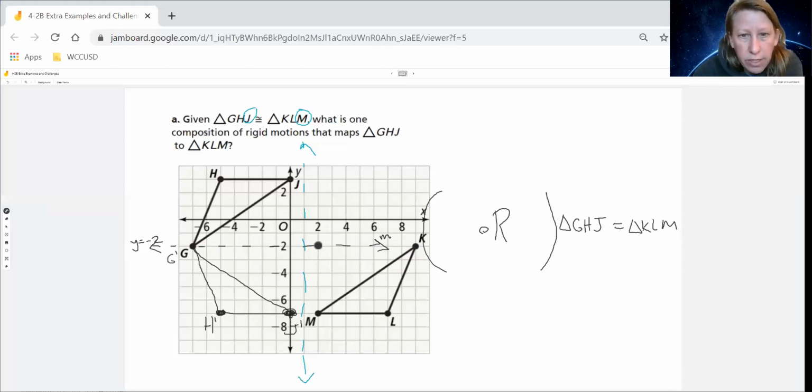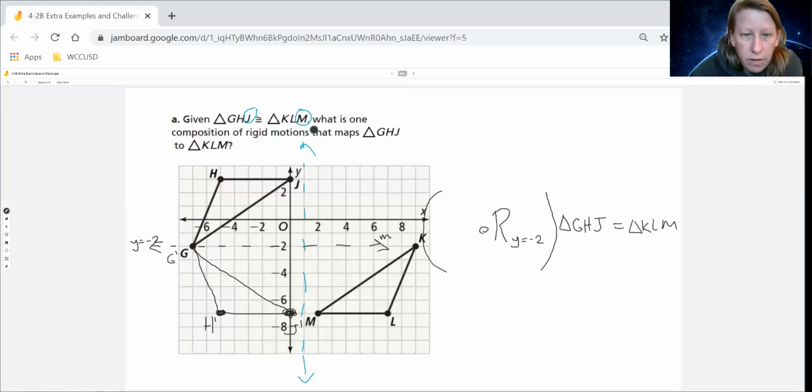Okay, this is the point 2, -2. This is the point 5, -2. This is the point -3, -2. So this line has an equation of y equals -2. Okay, and then I'm going to reflect it over this line.